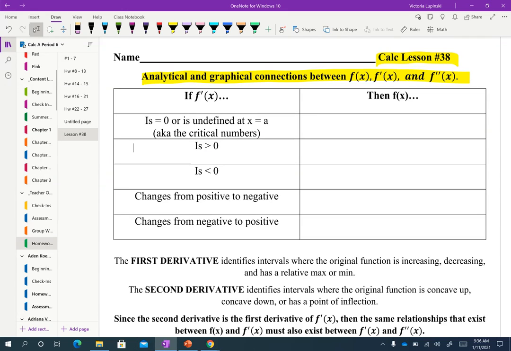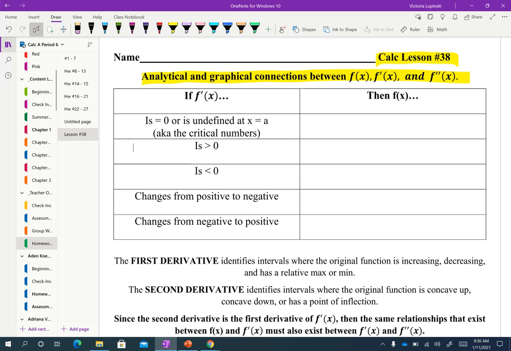All right, welcome everybody. Today we're going to talk about Calc Lesson number 38, and this is all about analytical and graphical connections between the original function f, the first derivative, and the second derivative. Technically speaking, everything on this first page of notes you already know. But we want to be able to put all the information in one spot, nice and organized.